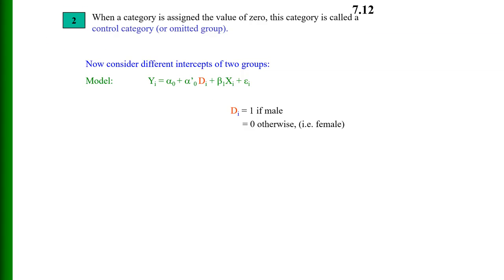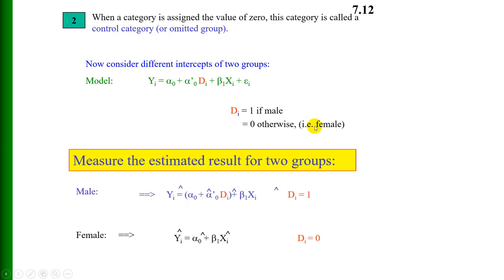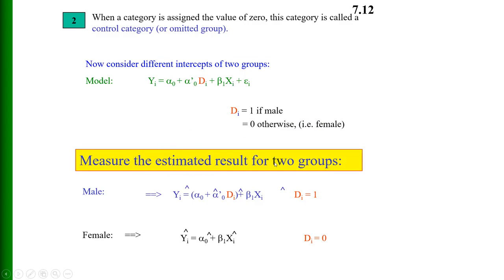Now consider different intercepts of two groups. Model 1: in this model, di is equal to 1 if male and 0 otherwise, that is, female. Now we will measure the estimated result for two groups. For male, yi hat is equal to alpha naught hat plus alpha naught prime hat di plus beta 1 hat xi, where di is equal to 1. And for female, di is equal to 0, so yi hat is equal to alpha naught hat plus beta 1 hat xi.